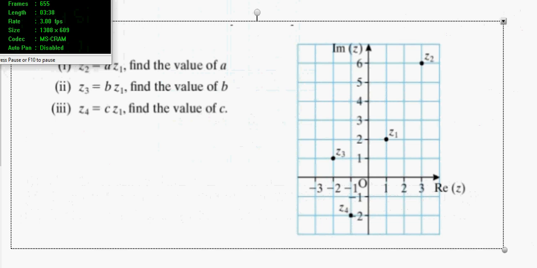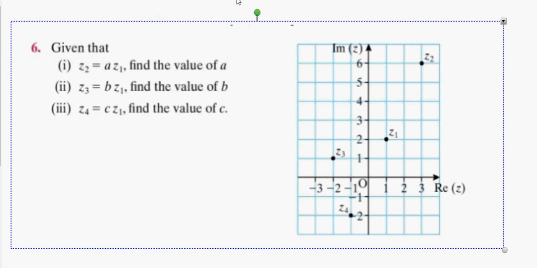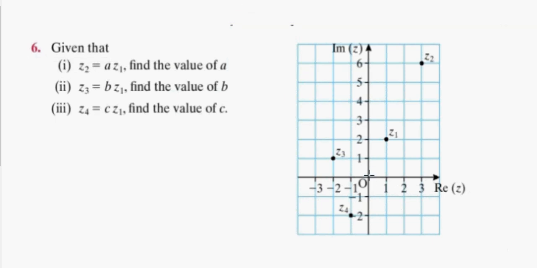So this is question 6, okay? Everybody look at Z1. Z1 is 1 across 2 up. Everybody agree with that? Now, how much bigger is Z2 compared to Z1? 1 across 2 up, 1 across 2 up. What do you reckon? Yeah, what's 3 plus 6i divided by 1 plus 2i? 3 times bigger. So Z2 is 3 times Z1. Everybody on board with that?